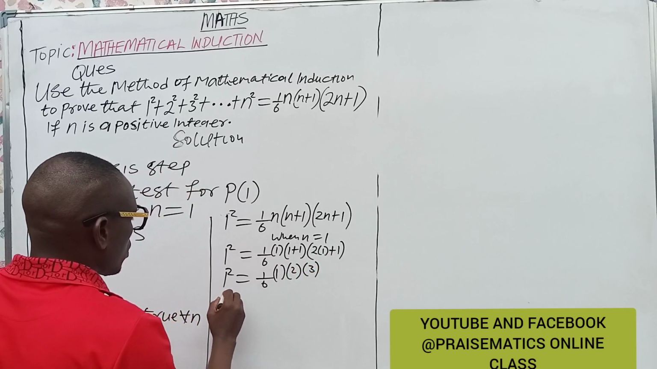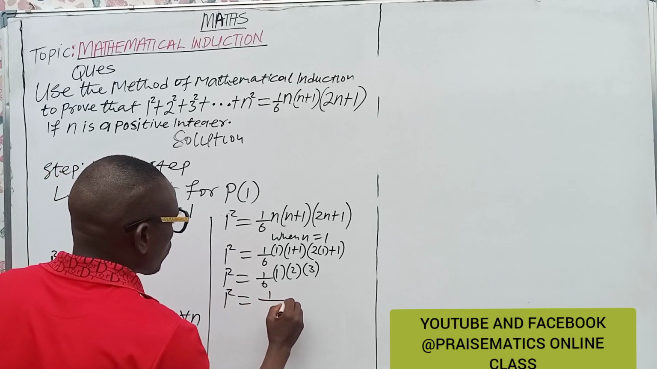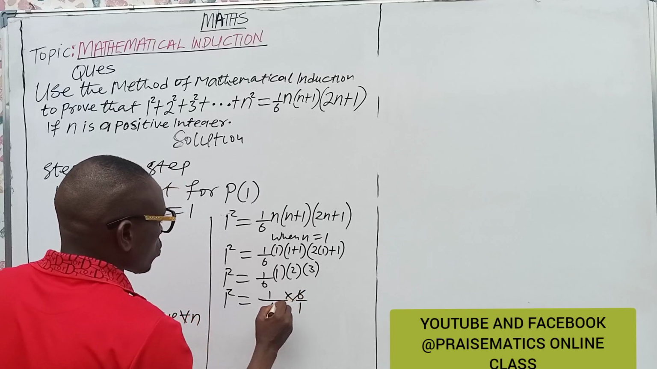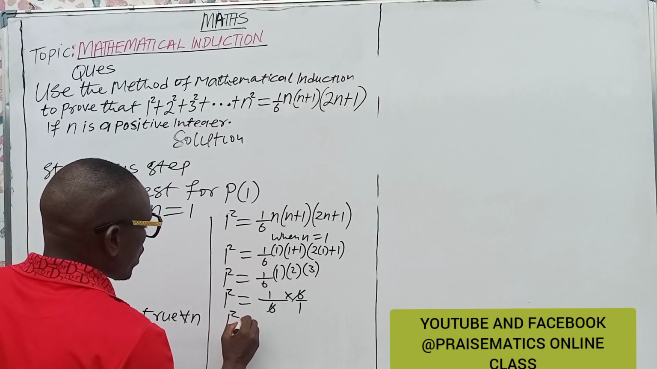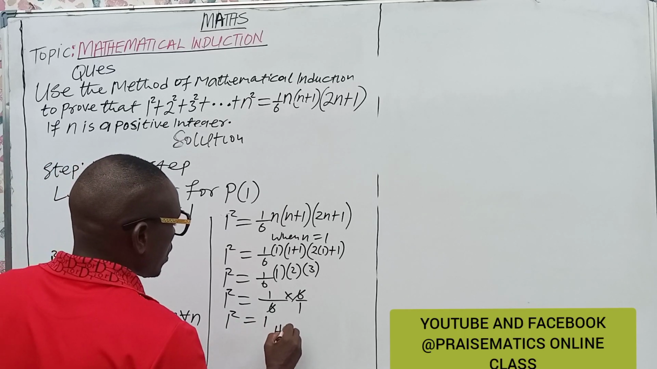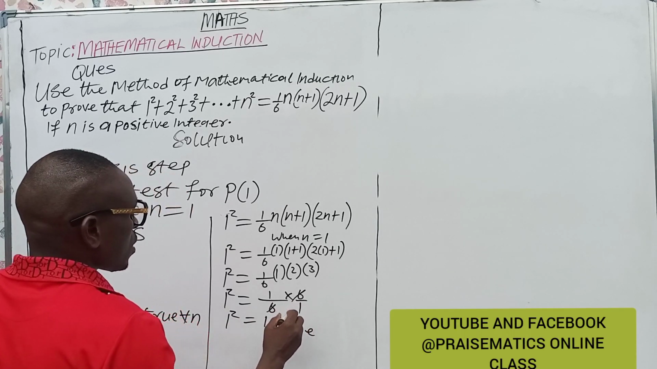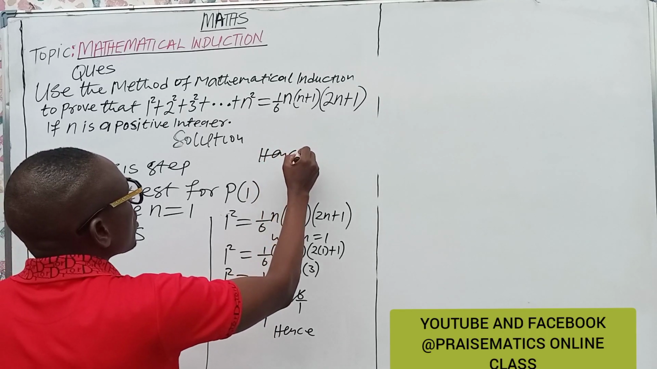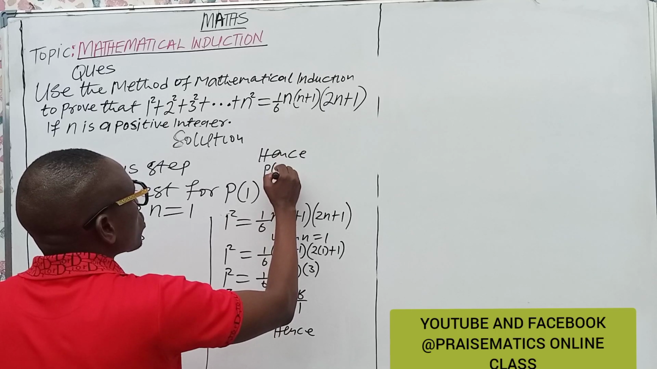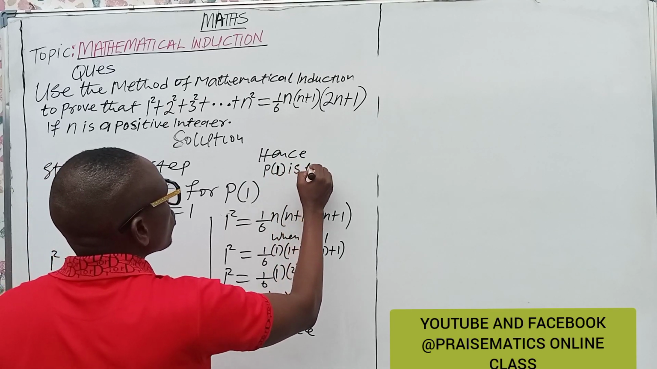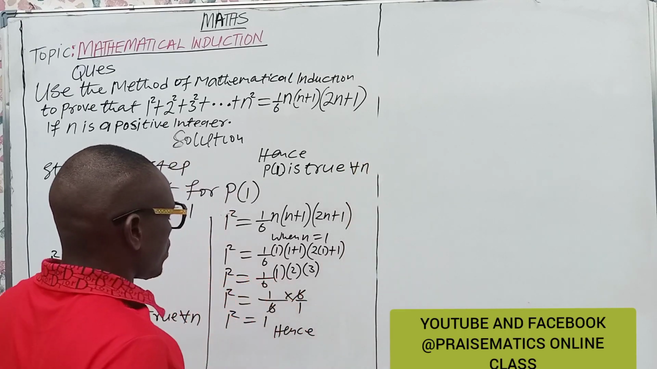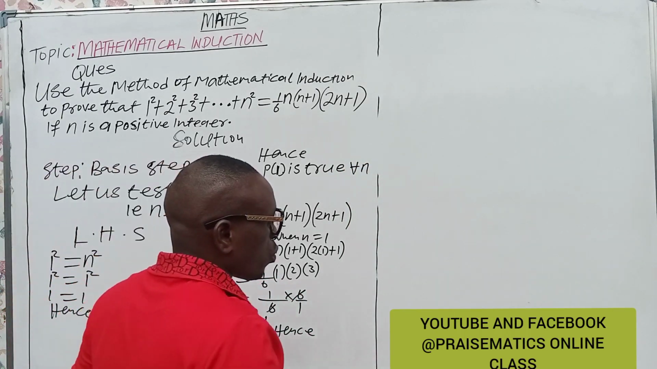1 square, is it equal to 1 over 6, 1 into 2 into 3? Close it. 1 square is equal to 1 over 6 multiplied by 6 over 1. This will cancel now. We have that 1 square is equal to 1. And 1 square is equal to 1. So hence, P of 1 is true for all positive integer n. So case 1 is true.